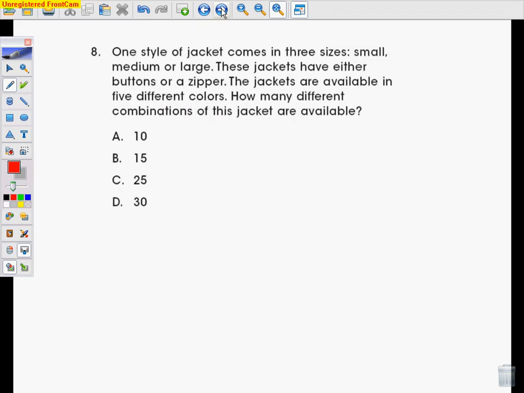Number 8. One style of jacket comes in 3 sizes, small, medium, and large. These jackets have either buttons or zippers. The jackets are available in 5 different colors. How many different combinations of this jacket are available? You could do this problem in 2 different ways. You could either make a tree diagram, or the fastest way is using the principle called the counting principle.